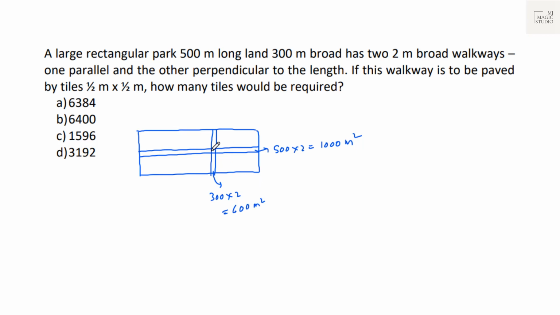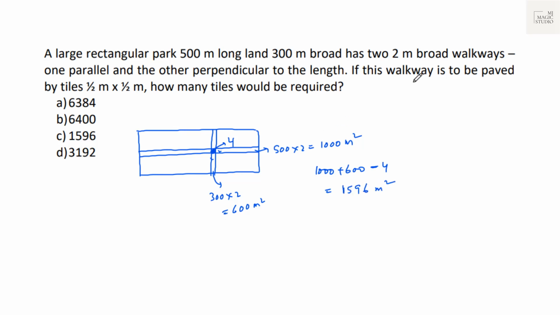And we can see that this particular segment is accounted for twice. This is 2 by 2, and 2 by 2 is 4. So the area of the walkway is 1000 plus 600 minus 4. That is 1596 meter square.